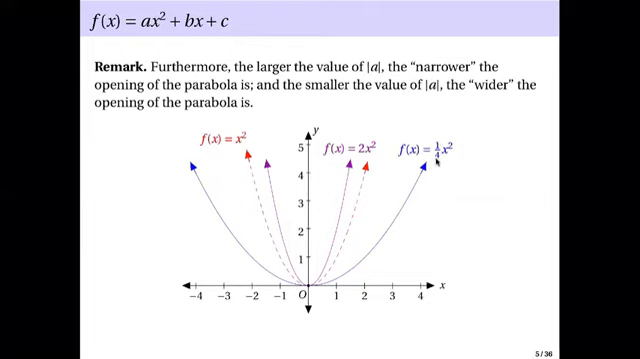So 1/4 is less than 1. This is the graph again of f of x equals x squared. But the absolute value of a here is 1/4, which is less than the absolute value of a in the others, and the graph is wider compared to the other two. So the larger the absolute value of a, the narrower the opening of the parabola is. The smaller the absolute value of a, the wider the opening of the parabola is. Question so far?